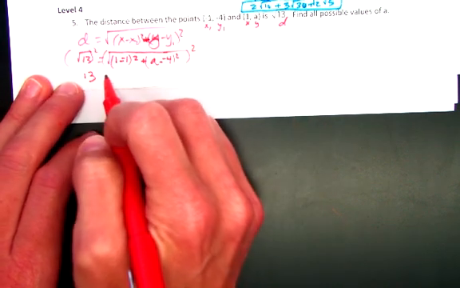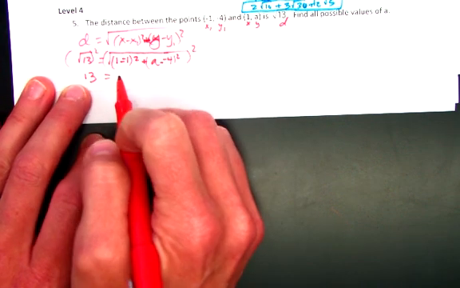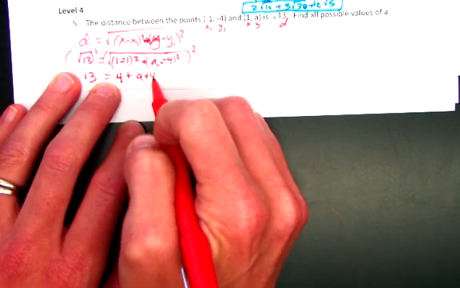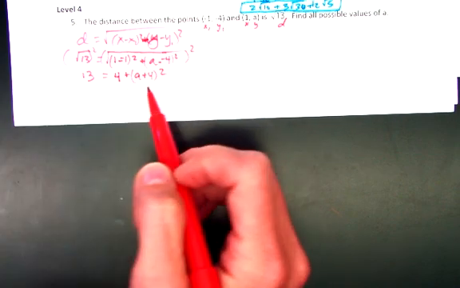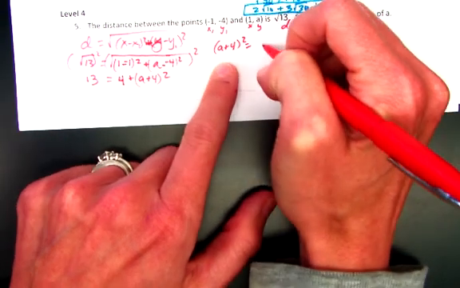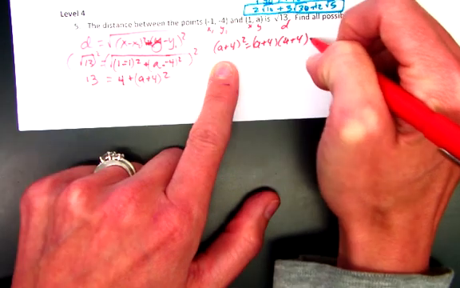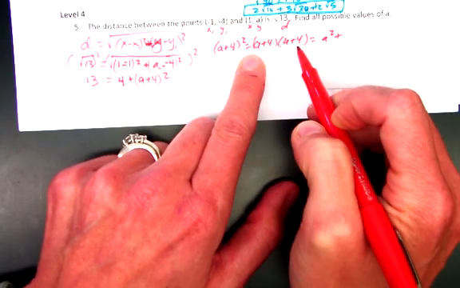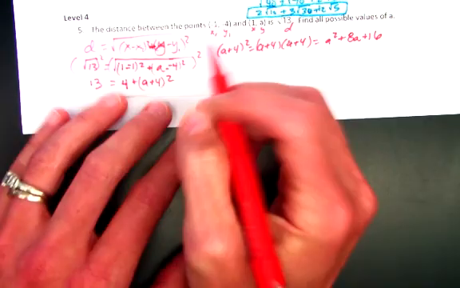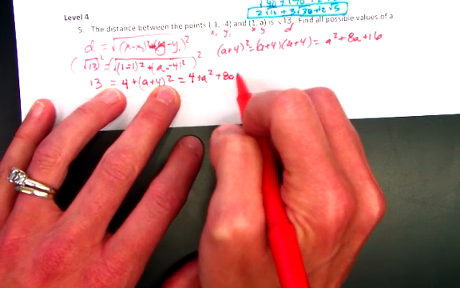So this becomes 13 equals, well, this is 1 plus 1, so that becomes 2 squared, and that is 4. And then this becomes a plus 4 quantity squared. Now notice I didn't simplify this yet because this is a binomial, so you need to remember that a plus 4 quantity squared is really a plus 4 times a plus 4. So that's going to end up being a squared plus a times 4 is 4a, 4 times a is 4a, so plus 8a plus 16. Okay, so this becomes 4 plus a squared plus 8a plus 16.